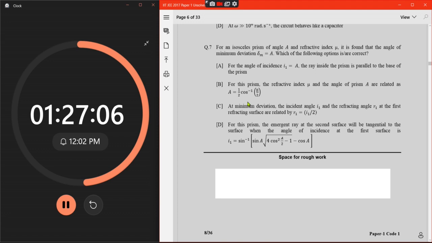What else is there? B is not correct. At minimum deviation, the incident angle I1 and refracting angle R1 at the first refracting surface are related by R1 equal to I1 upon 2.